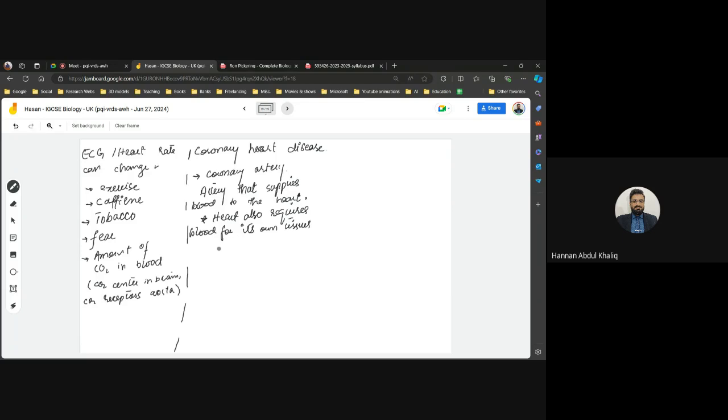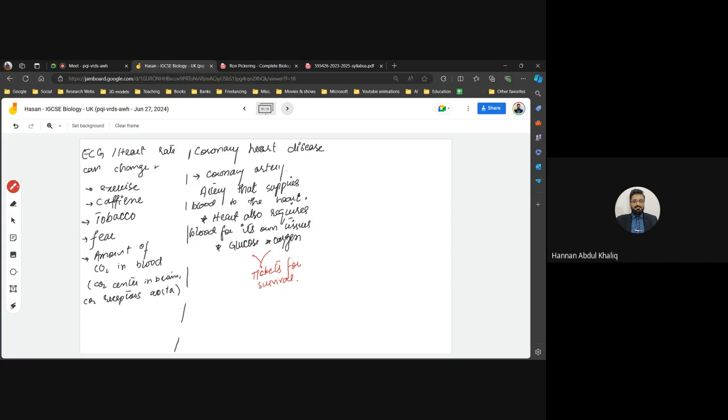Why? Because the blood contains two most important things. One is glucose and the other one is oxygen. And why? Because these two are tickets for survival. If you are not getting them, your cells would die. So that is one of the most important things.